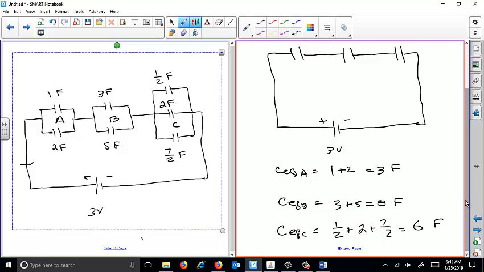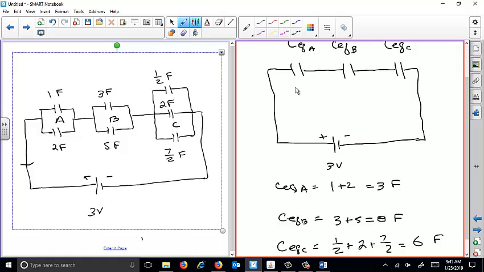So we're going to write those in here. This is 3 farads. Now normal capacitors aren't this big, but I just didn't want to have to deal with 10 to the minus 6 all the time. So the procedure's the same. I've replaced each of the sets of parallel capacitors with a single equivalent capacitance.